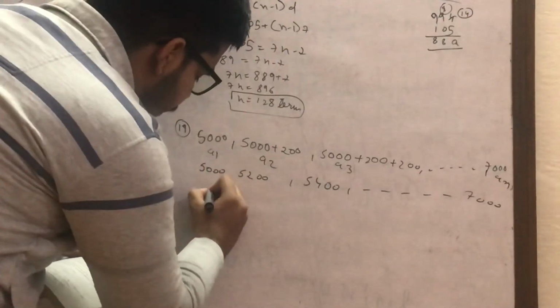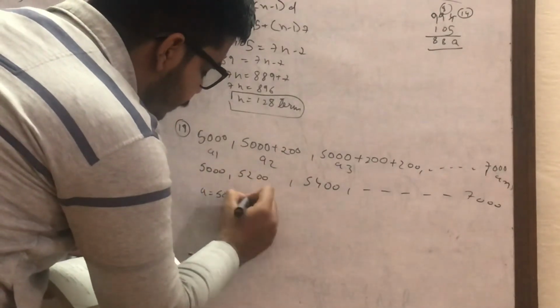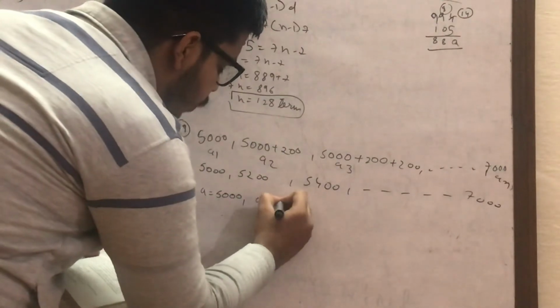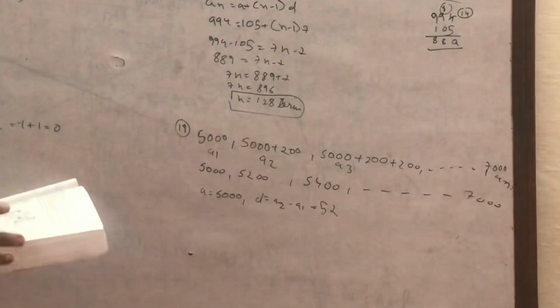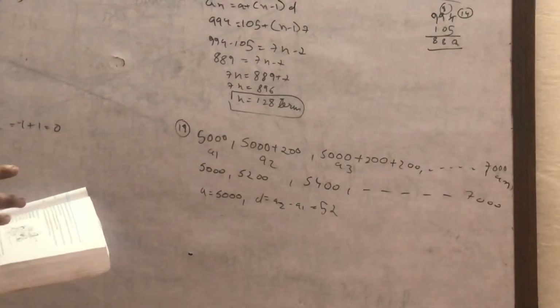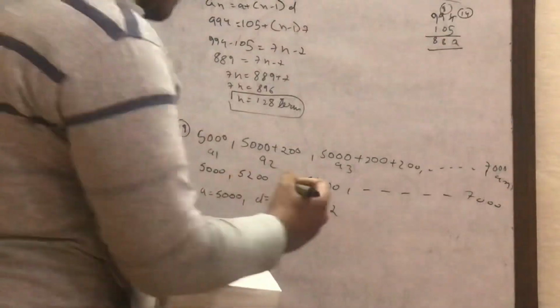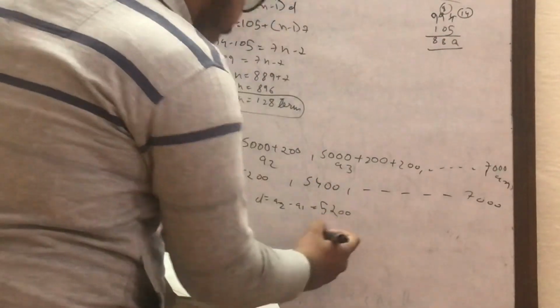So A is equal to 5,000. D is equal to A2 minus A1. Okay, you can tell me the answer. Sir, I have to solve it. Okay, good. 7,000 is equal to 5,000 plus n minus 1.